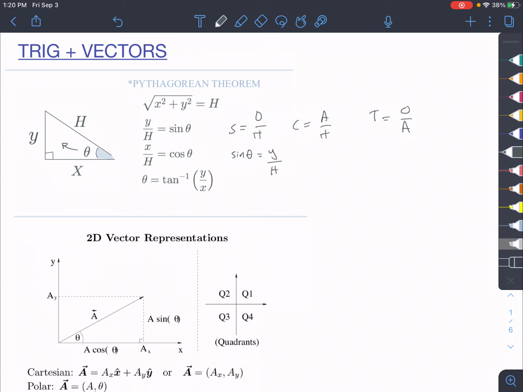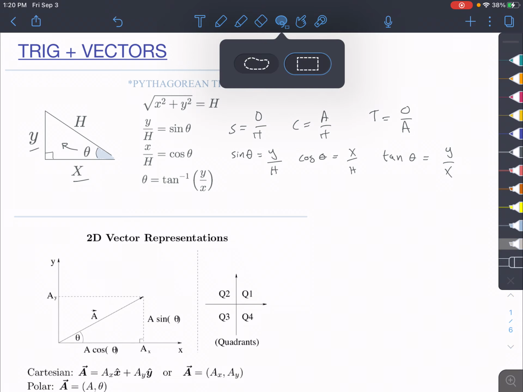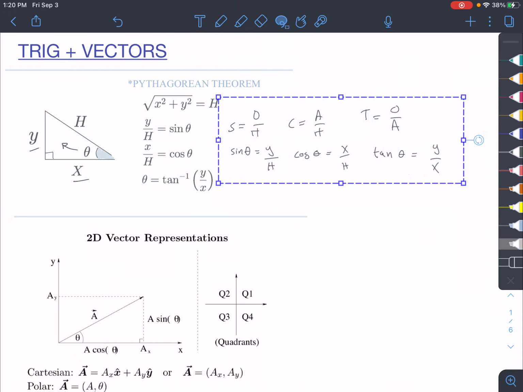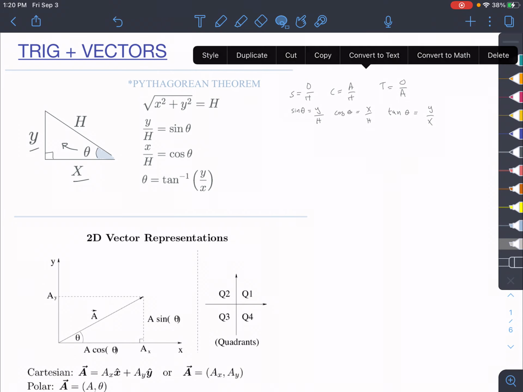Y over the hypotenuse, right? Cosine of theta is equal to the adjacent side, so this is adjacent, so x over hypotenuse. And then tangent of theta is equal to opposite, so opposite here over adjacent, so y over x. If you don't remember your SOHCAHTOA, definitely review that one. It's going to come back to bite you pretty hard.